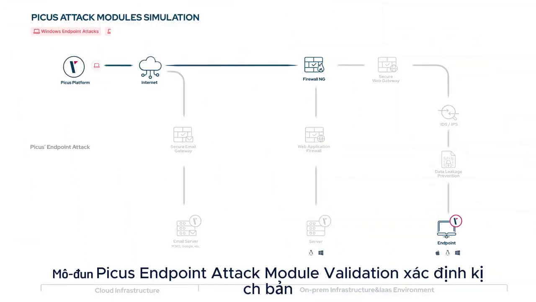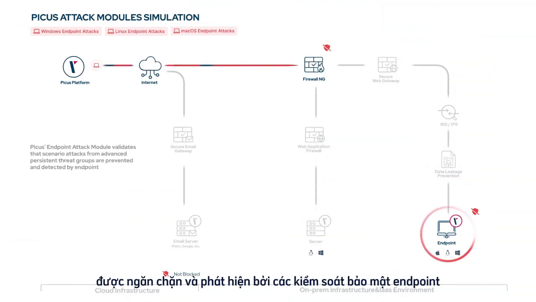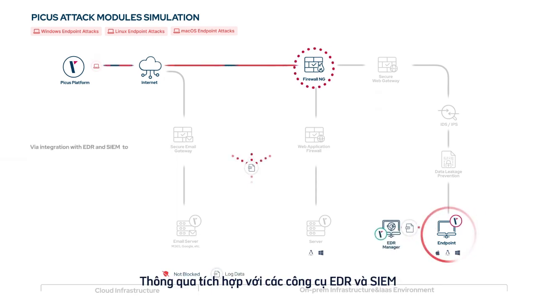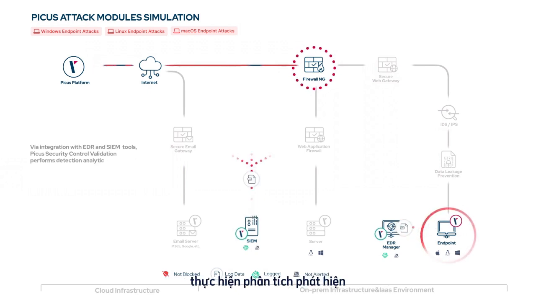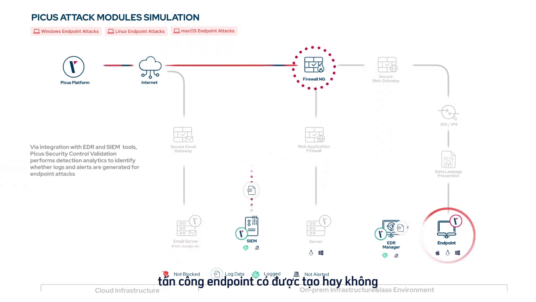Picus Endpoint Attack module validates that scenario attacks from advanced persistent threat groups are prevented and detected by endpoint security controls. Via integration with EDR and SIEM tools, Picus Security Control Validation performs detection analytics, to identify whether logs and alerts were generated for endpoint attacks.